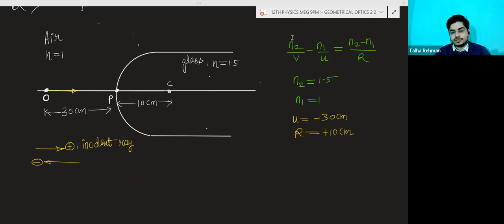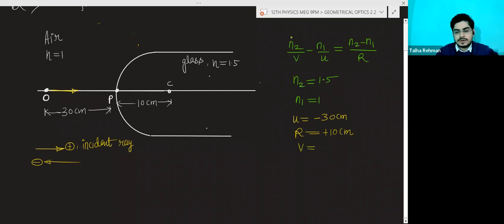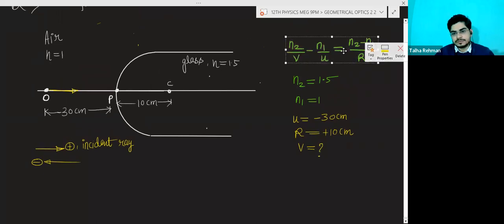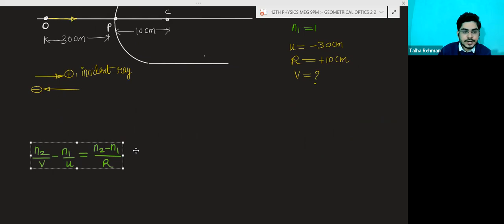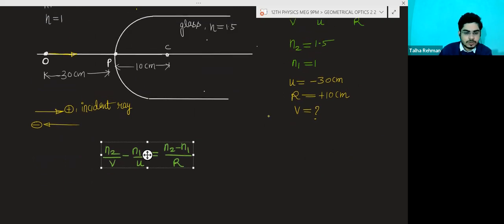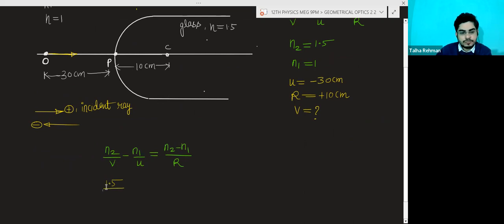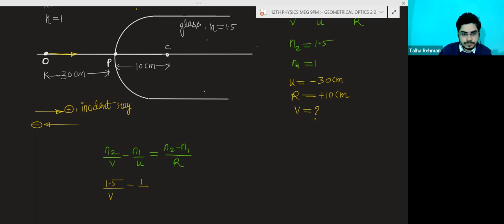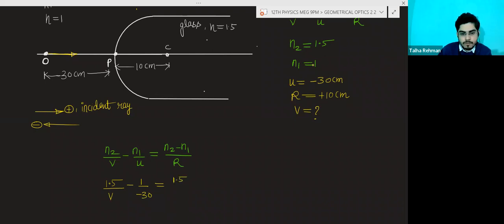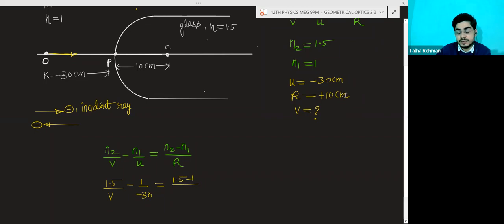Now just apply the formula and you will get your answer. They are asking the position of the image, so position of the image is basically V. Very easy. You have to just put all the values properly. N2 by V: N2 is 1.5, so put 1.5 by V, V we want to find, minus N1, N1 is 1, by U, U is minus 30, is equal to N2 minus N1, that means 1.5 minus 1, divided by the radius of curvature, that is 10.